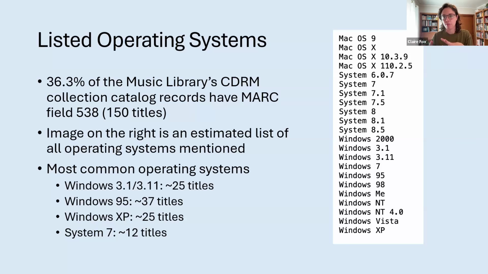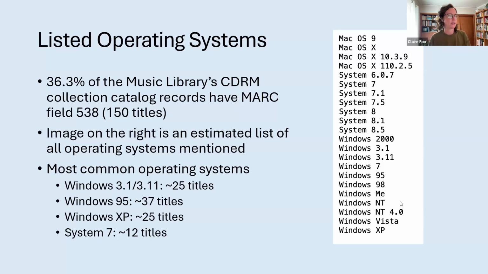So this is a kind of vague results slide, based on an introductory pass at the data, but here's what I can tell from this preliminary perspective. First, of the 413 items that are in this music library location with the CDRM call number, 150 titles have the field 538, which is about 36%, which is not bad.